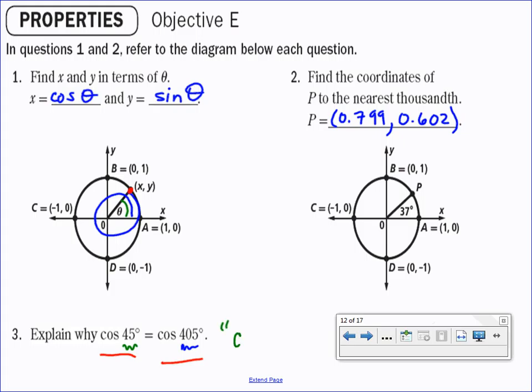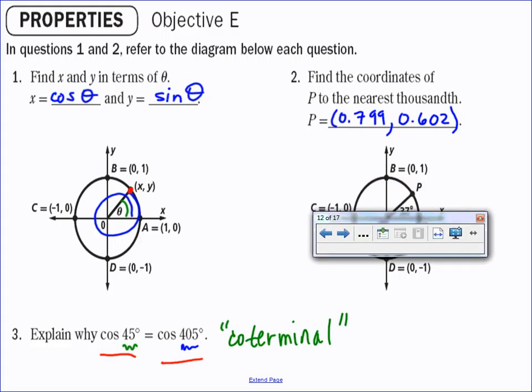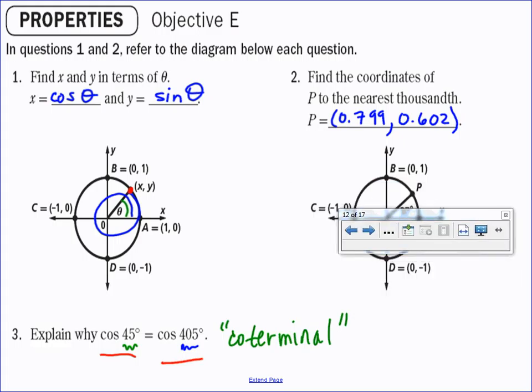Let's go ahead and add that to our note sheet. That's a term that you're going to see again, coterminal, in FST a lot. So they're coterminal. They have the same ending point after spinning that angle rotation. Awesome.